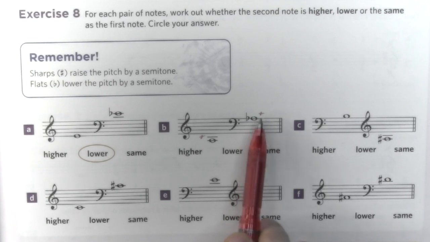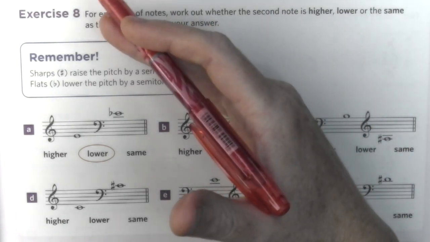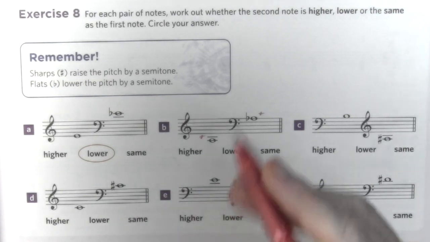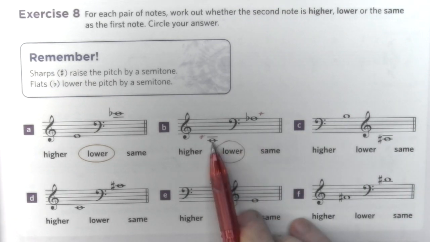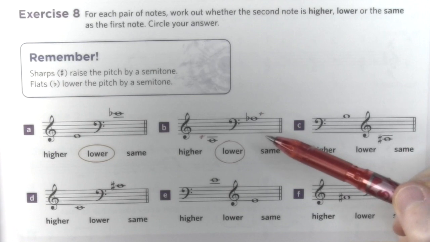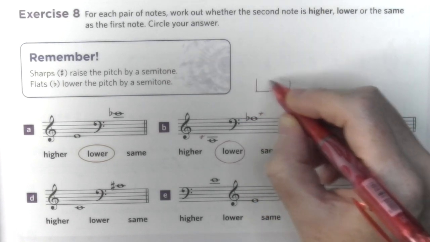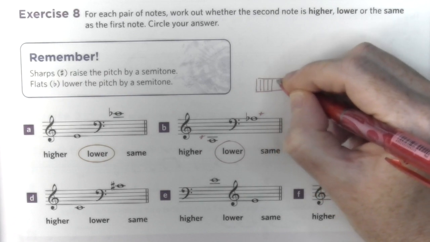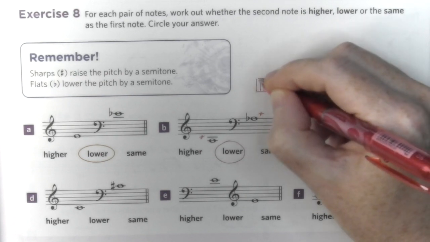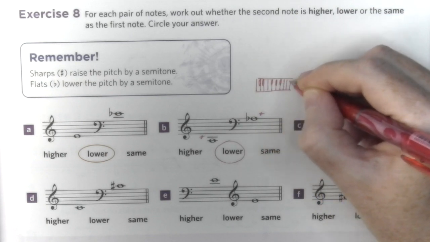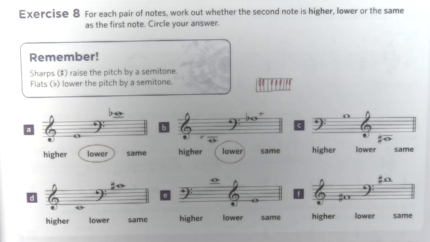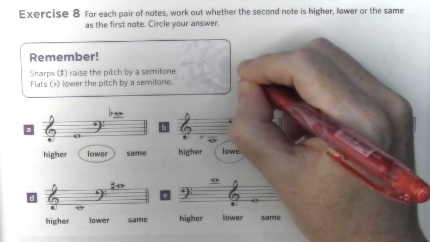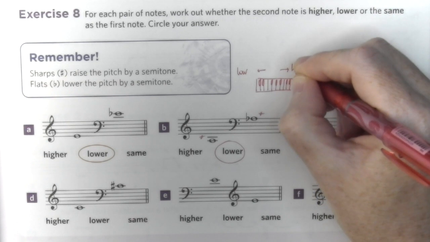Now, they are the same note, but one is flat. And the flat lowers down the notes by a semitone. So, lower. The second one is lower. A flat. A flat. And if you want to be absolutely sure, you can write a keyboard here. A flat. A flat is lower because this is lower, this is higher.